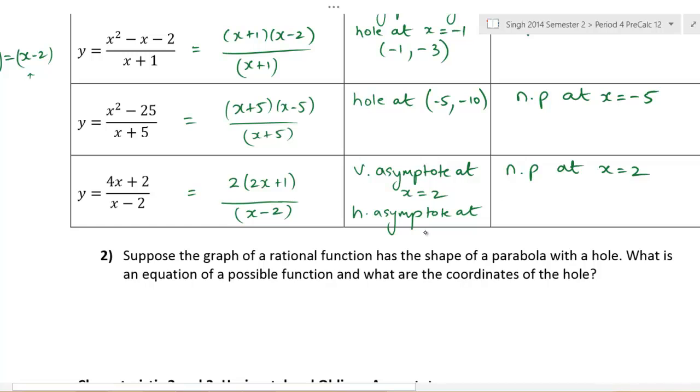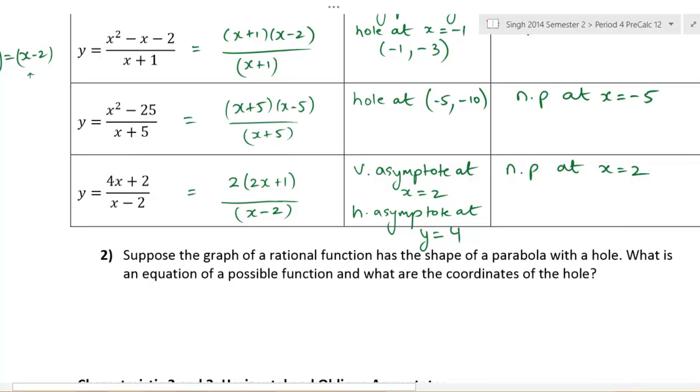At y equals 4. Again, the reason why it's y equals 4 is because you look at the leading coefficient. Right? So the leading coefficients there are 4 over 1, which is 4. So that's where your horizontal asymptote is going to be, y equals 4. So we've covered all the key concepts regarding horizontal asymptote, vertical asymptote, and a hole. And we're going to build on these in a few more minutes here in a bit more detail.